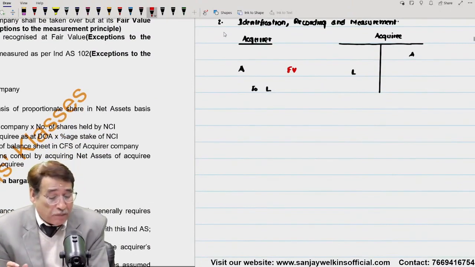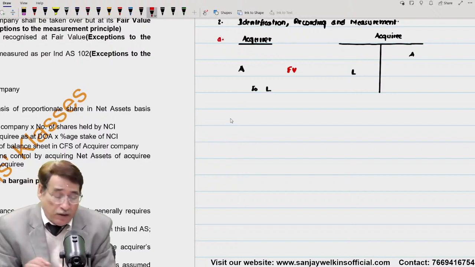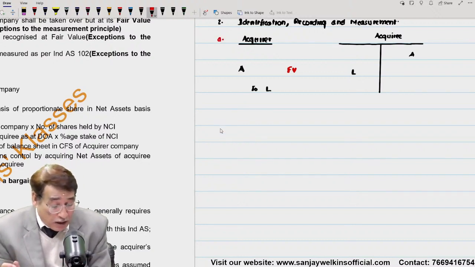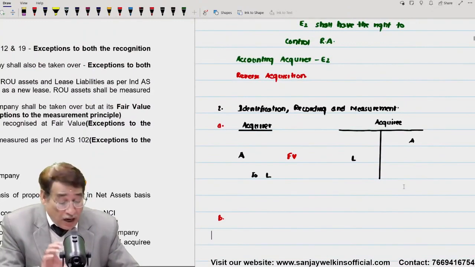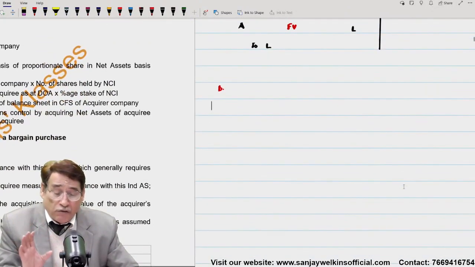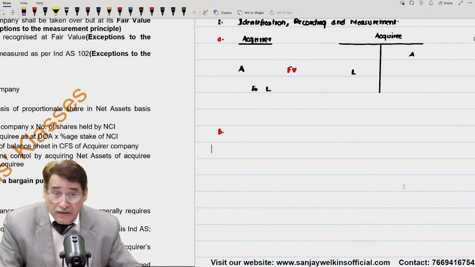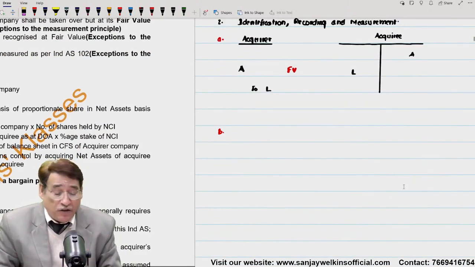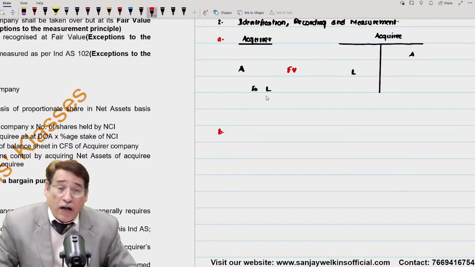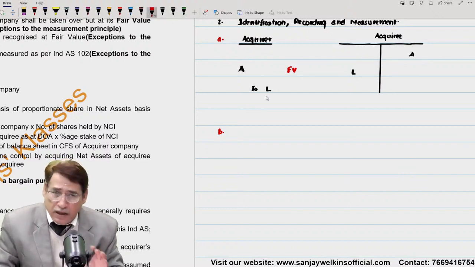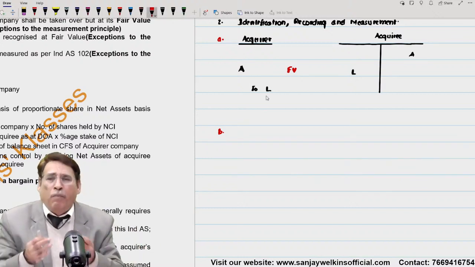So this is our second step of accounting, and here I'm elaborating point number one, or point A. Now we come to the second point under the second step. The second step deals with, in simple words, identification, recording and measurement. Correct? Under the second case, the general rule is that all the assets and liabilities will be recorded by the acquirer entity at fair value. Correct? This is the general principle, common principle.